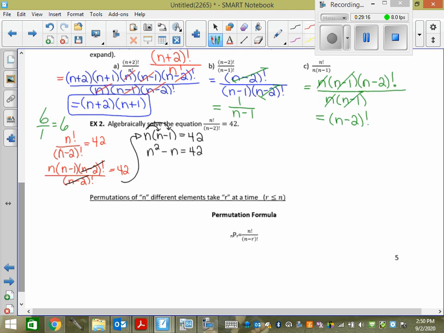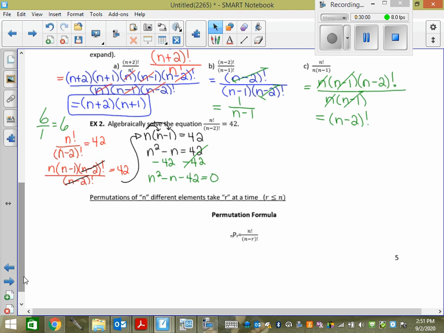So what was your first step always with quadratics? Move it all to one side and set it equal to 0 every single time, because you can't solve for just one variable. One has a squared on it, one doesn't. They're not like terms. So with quadratics, you always have to get one side equal to 0. So I'm going to subtract that 42 over, and I'm going to get n squared minus n minus 42 equals 0.